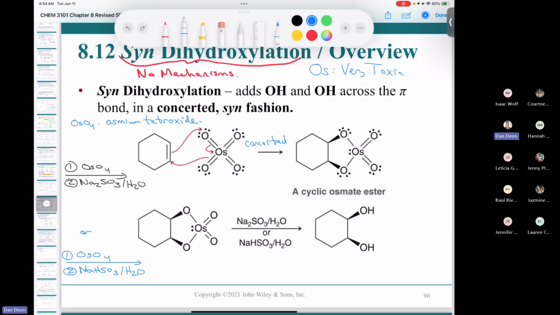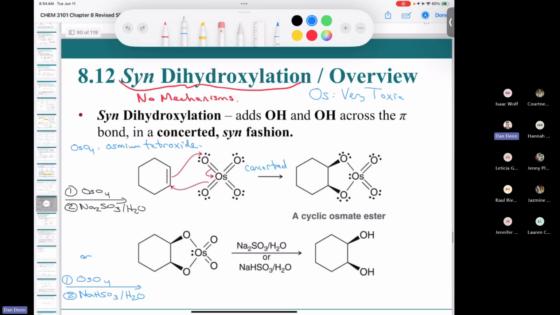The problem with these 2 reactions, okay, and I'm the one who taught them to you, so it's totally fair game for the class. You can use those anytime you want, my friends. The problem with these reactions, though, is that the amount of osmium is stoichiometric, meaning if you have 1 mole of your alkene, you would need 1 mole of osmium tetroxide.